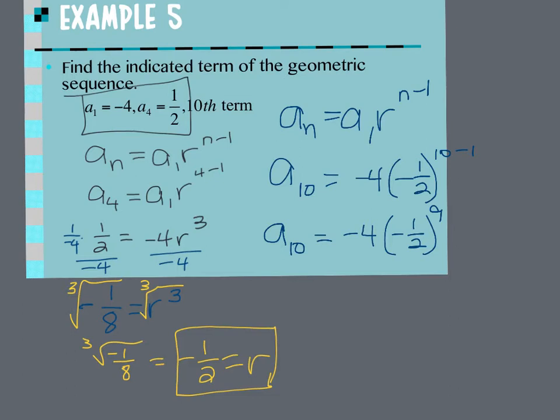And you want to keep this in fraction form. So 2 to the 9th is 5/12. A sub 10 would equal negative 4 times a negative 1 over 5/12, and then simplify it. I'd get a sub 10 equals a negative times a negative, which is a positive, and 4 goes into 5/12 128 times.